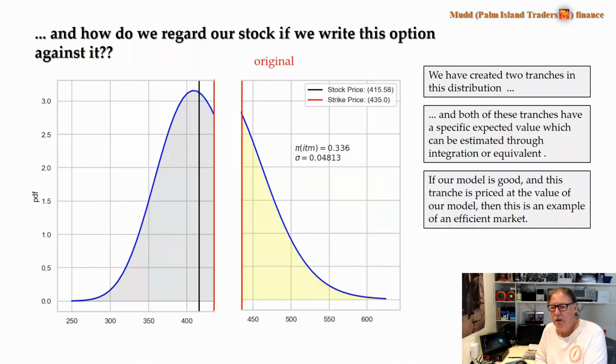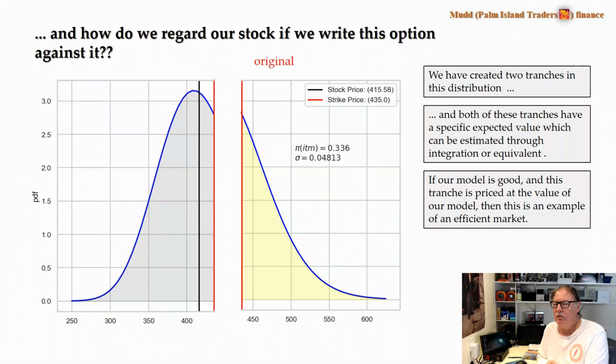Okay, this is the original slide in the slide set that I presented yesterday. And this is where we broke the original stock distribution, which again is a log normal distribution, into two tranches separated by the strike price. So nothing changes about this video. We go down to the bottom comment there and we say if our model is good and this tranche is priced at the value of our model, then this is an example of an efficient market, and that remains true.